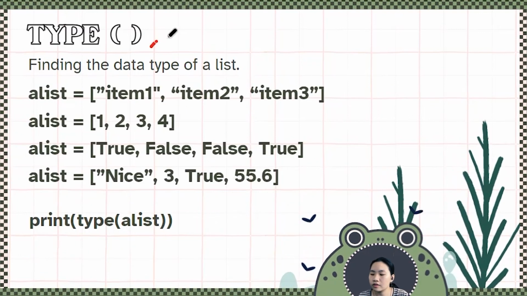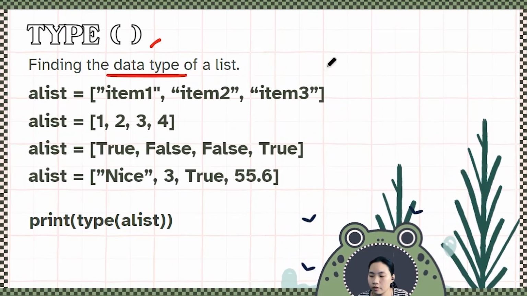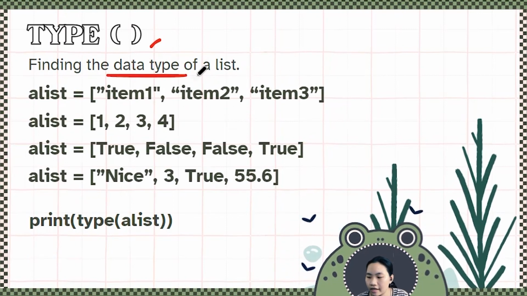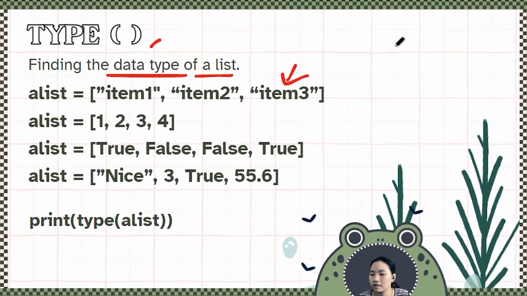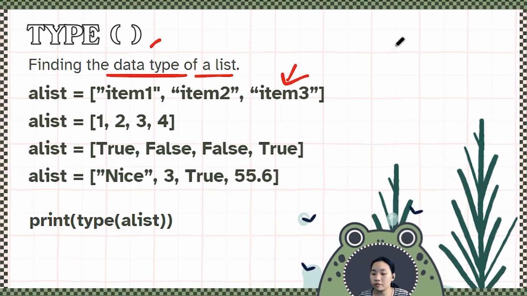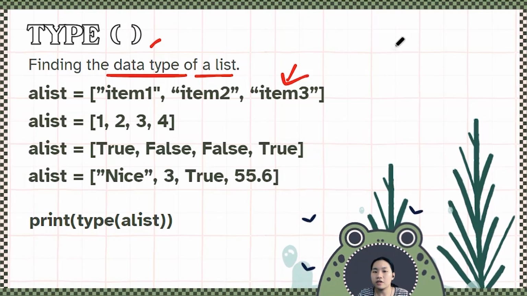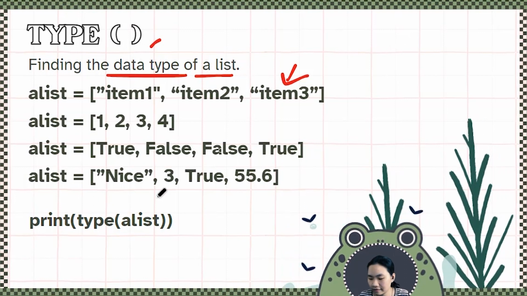Now let's move on to type. Type helps us find the data type of A. This is a bit misguided because it doesn't actually show you the things that are inside the list. It will simply return that the data type is list, and that's about it.